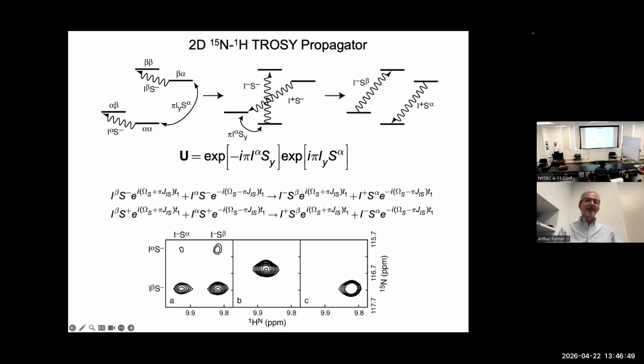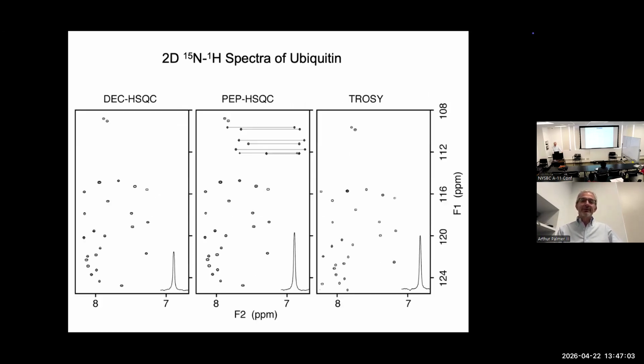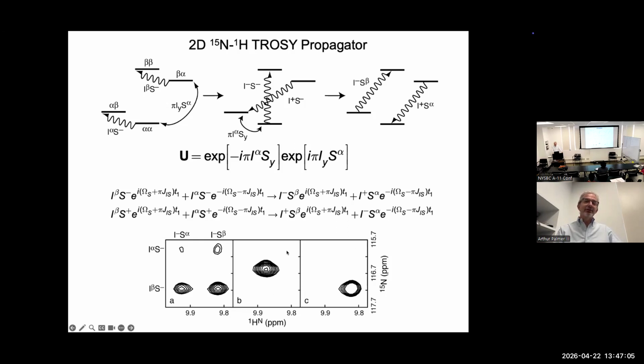But because one is raising and the other is lowering, we can now phase cycle or gradient select one over the other. And that's just what we do. And again, I think I've showed you this before. If we don't decouple, this is what the HSQC looks like. If we decouple in both dimensions, we get the average. And if we do the TROSY, we just pick this one out and get a very big peak.